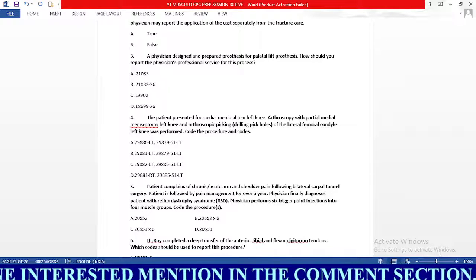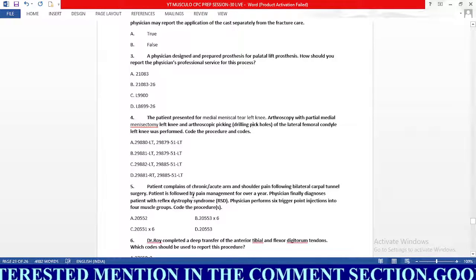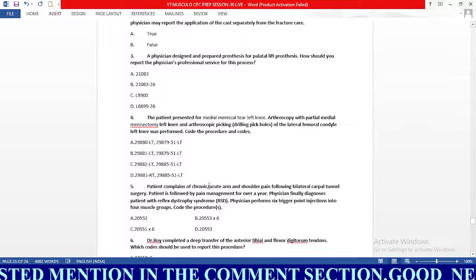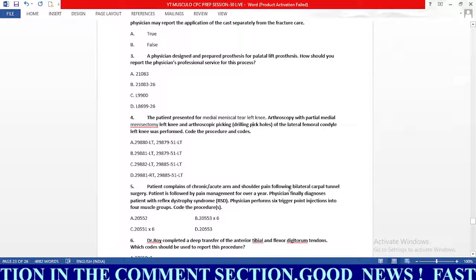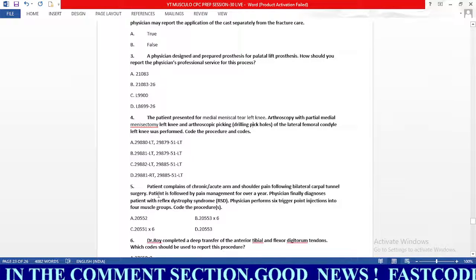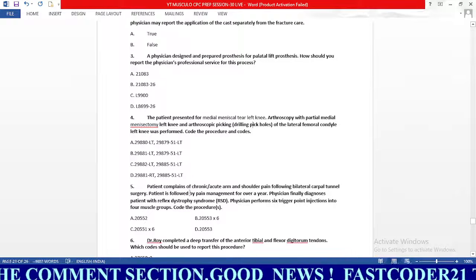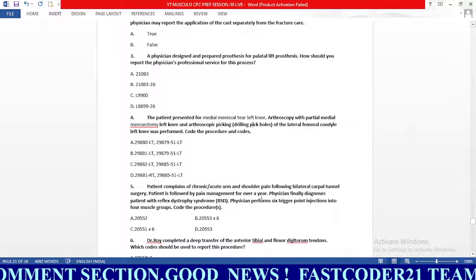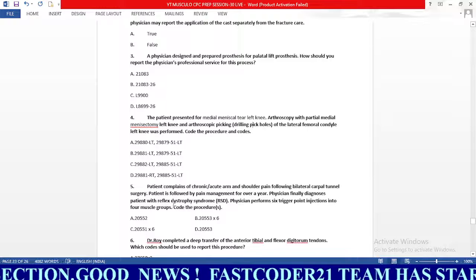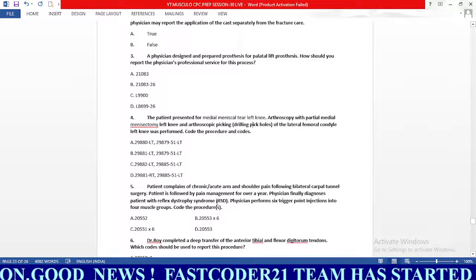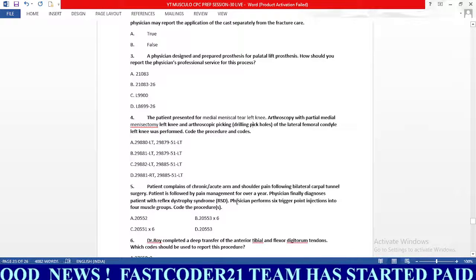First we will check the question, then we can find the answer. So patient complains of chronic/acute arm and shoulder pain following bilateral carpal tunnel surgery. Patient is followed by pain management for over a year. Physician finally diagnoses patient with reflex dystrophy syndrome. So we will call it as RSD.